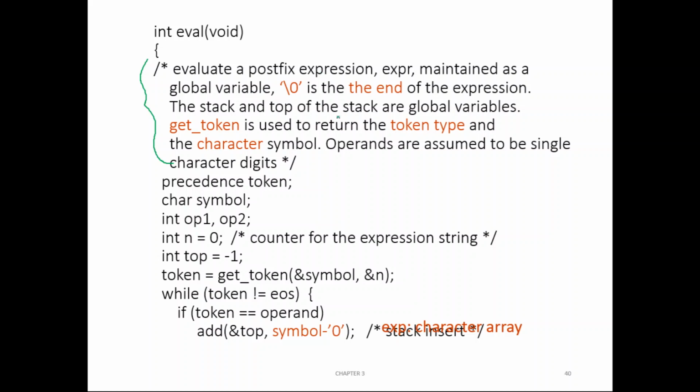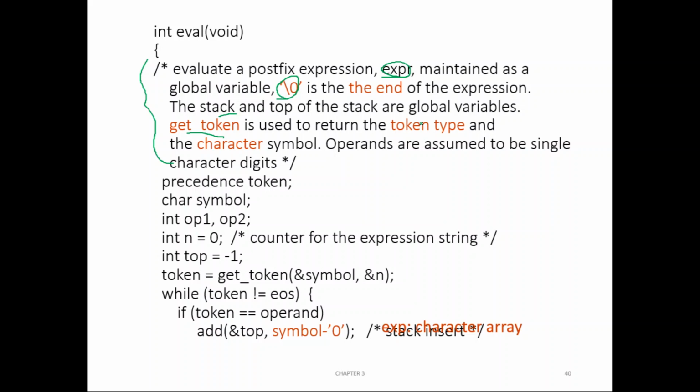The expression, we are assuming that it is available in the string expr. It is terminated by the null character, that is, the last character will be \0. The stack and top of the stack, all these are global variables, that is, they are declared before the main function. And getToken is used to return a particular token, one character.